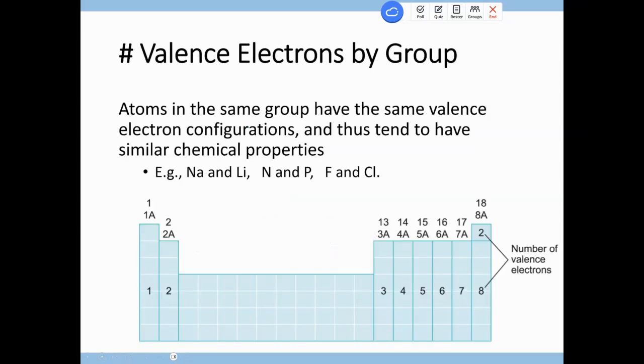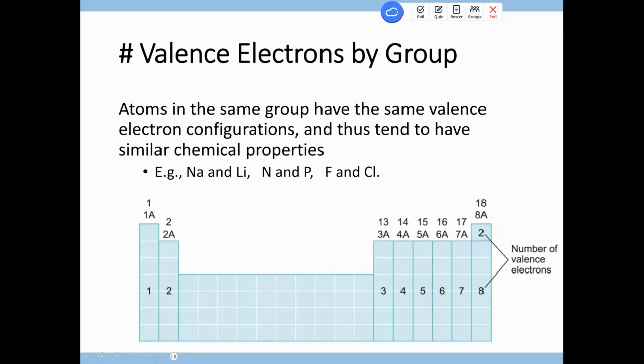We can look at different groups, and elements that are in the same group have the same number of valence electrons. For example, everything in the first group, first column, would have a half-filled s shell as their valence electron. And so everything in that first column has one valence electron. That's sodium and lithium. They're both in this column. They both have one valence electron.